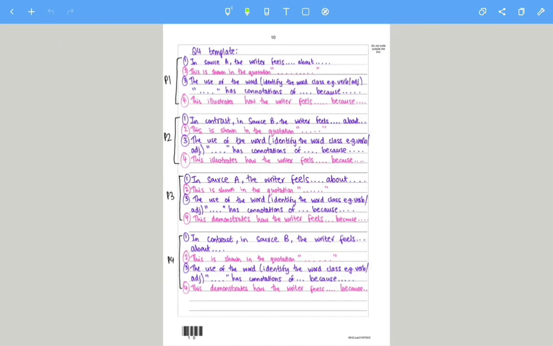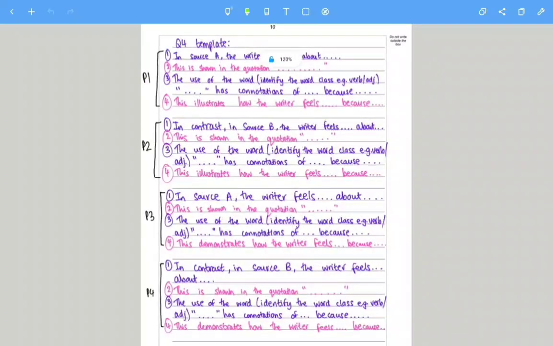Now, here we have a template which I've created for you all to use. It's a template for question 4, and it's something that you can use for guidance. Now, as you can see, you've got P1, P2, P3 and P4. These are all your individual paragraphs. And as expected, you're expected to write 4 detailed paragraphs. Now, you see where the dots are? These do not mean you write one word within the gaps. You need to explain and elaborate for each point.